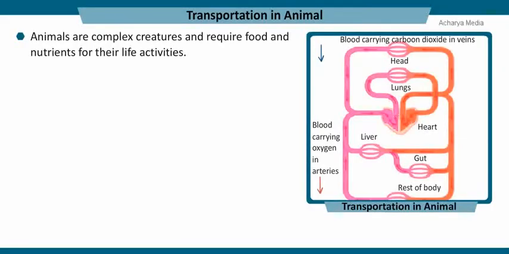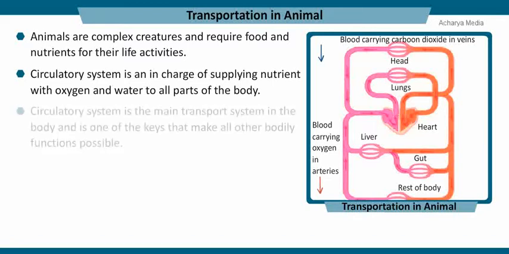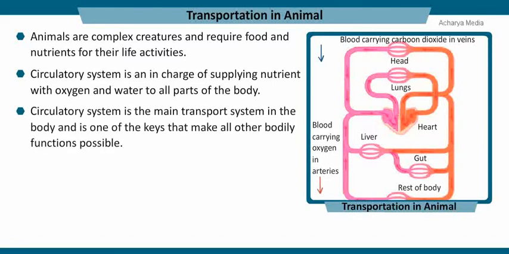Animals are complex creatures and require food and nutrients for their life activities. A nutrient, together with oxygen and water, is supplied to all parts of the body via the circulatory system. The circulatory system is the main transport system in the body and is one of the keys that make all other bodily functions possible.